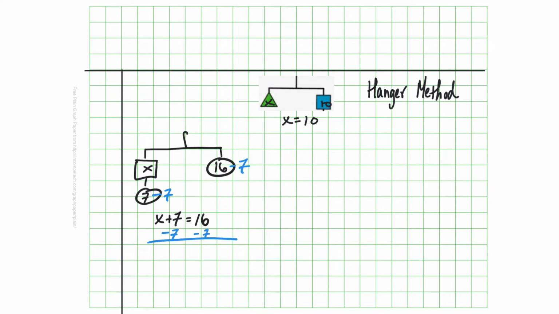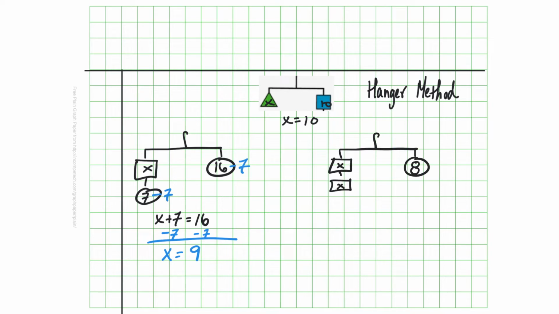And remember that adding and subtracting are inverse operations. So they're kind of undoing each other, right? They're adding together to make 0. So I would just be left with my x and 9. So the solution here would be x equals 9.